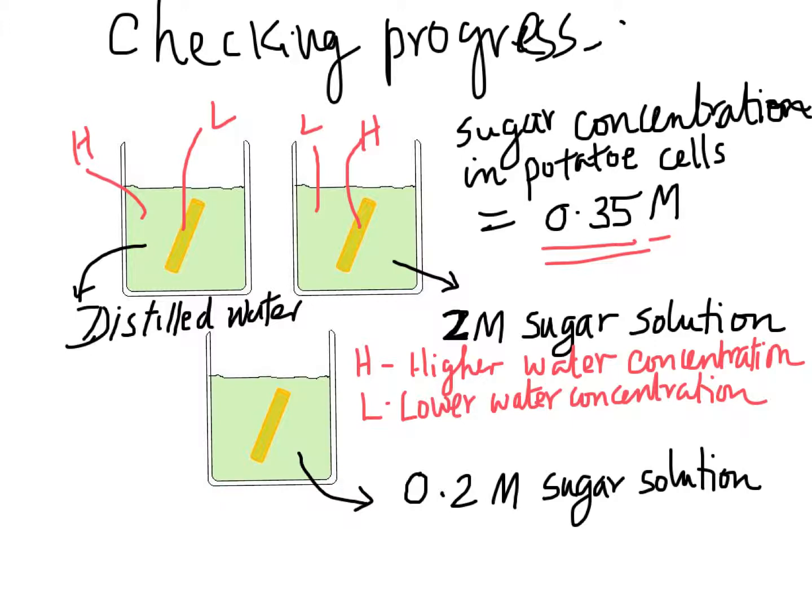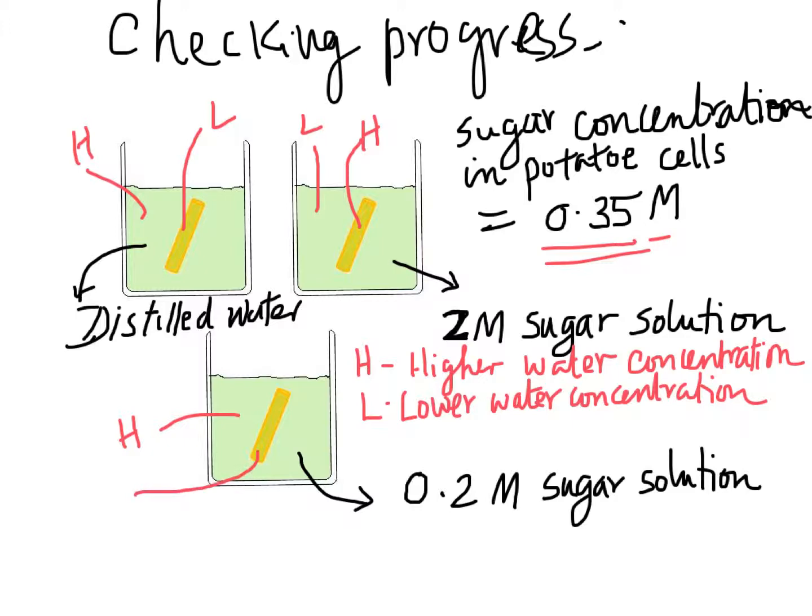Let's have a look here. You have 2M sugar solution here. So compared with that one, you have a weaker solution, which means you have a higher water concentration here. Less sugar means more water. So here you have potato cylinder with 0.35 M, so you have lower water concentration there.